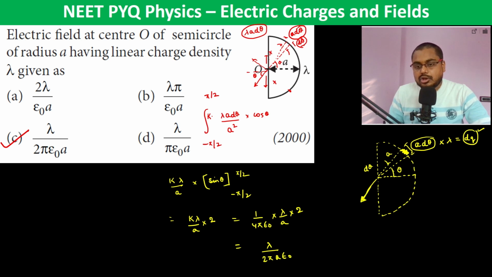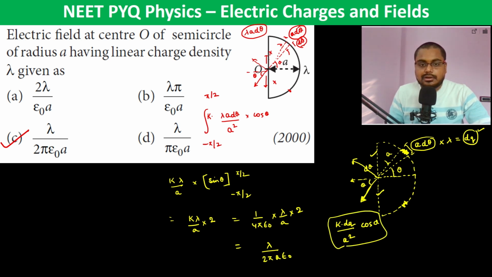How much? k dq by a square, and due to symmetry there will be a similar charge which is going to produce a field in this direction. This is theta, this is theta, these two components are going to cancel, only cos theta remains, so we have put cos theta. Now we replace the dq with a d theta into lambda, and that's exactly what we have done here. So k dq by a square into cos theta, and the integration will be from minus pi by 2 to pi by 2. That's how we did it.